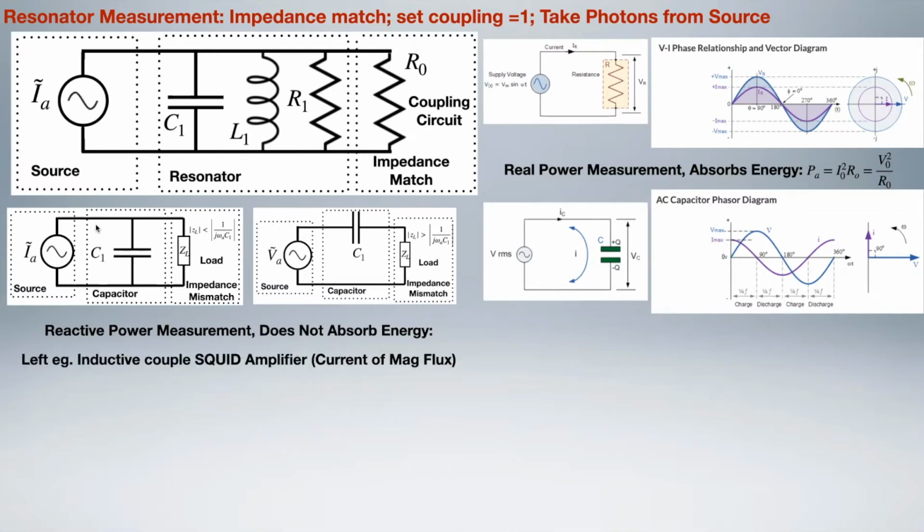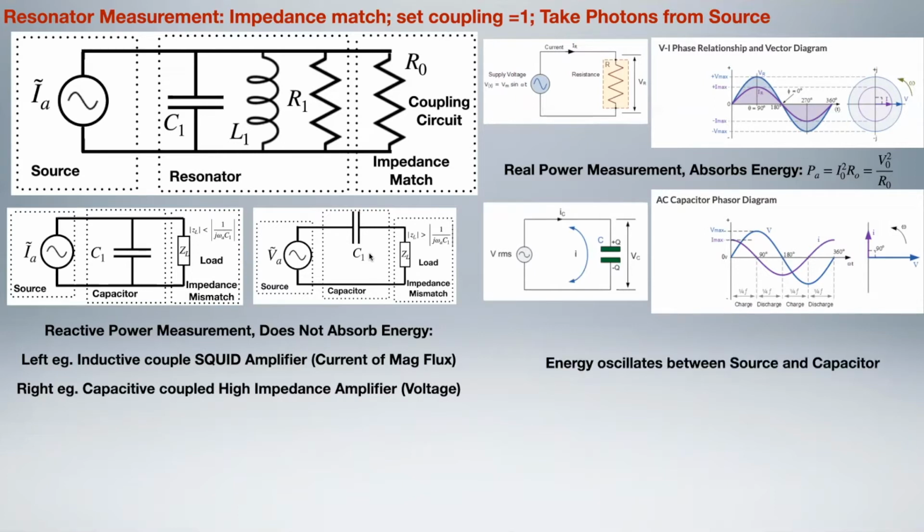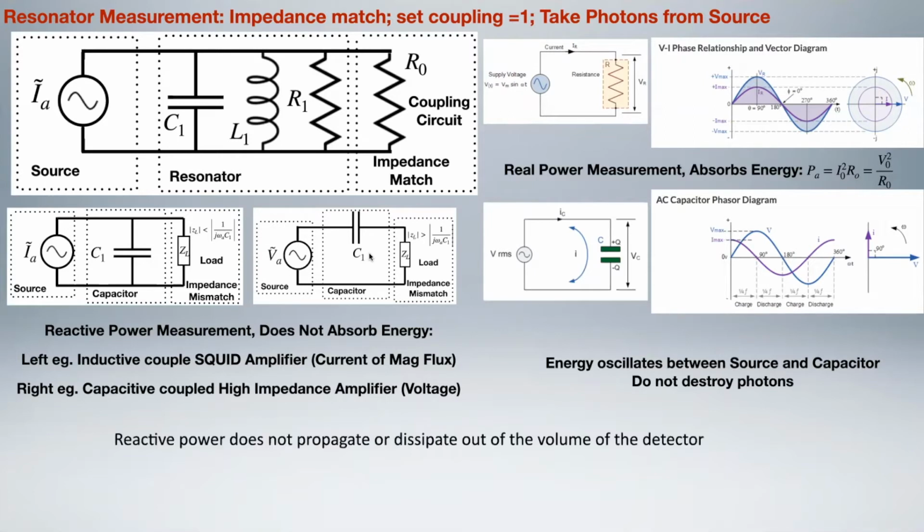So the left could be like coupling to the SQUID, where you have a much lower impedance and you effectively measure current and magnetic flux. To the right could be a high impedance amplifier, where we effectively measure voltage. Energy oscillates between the source and the capacitor and does not destroy photons.